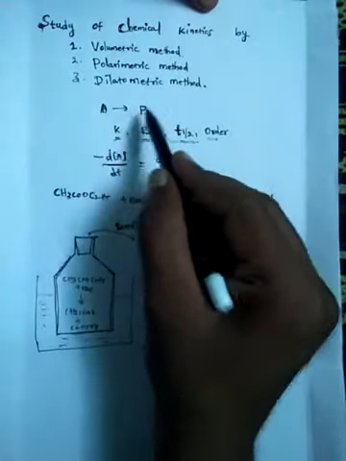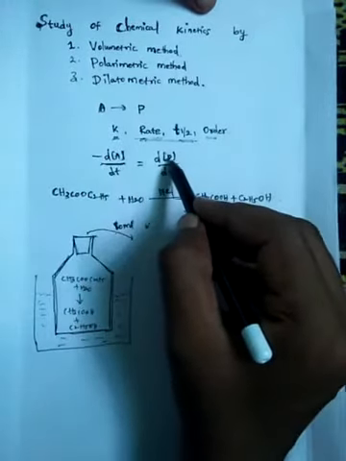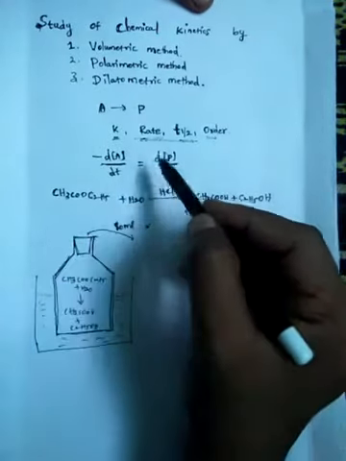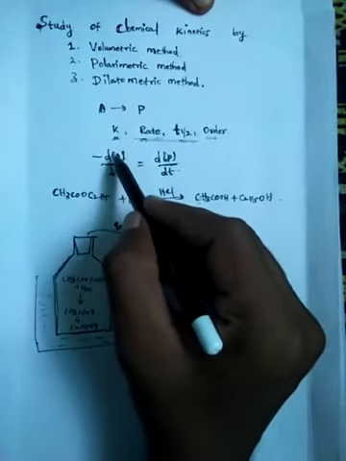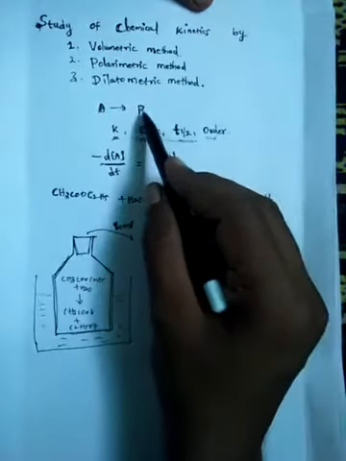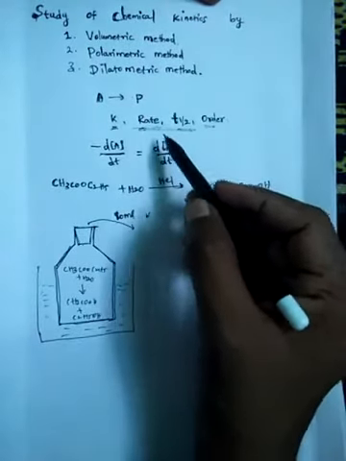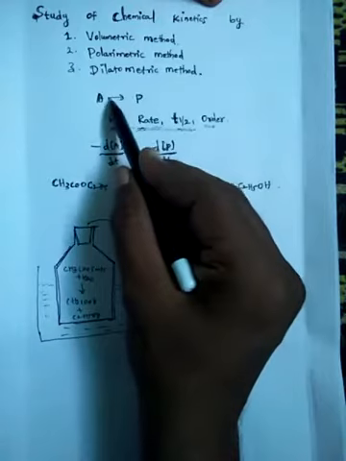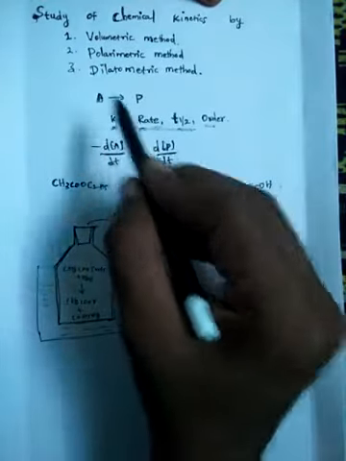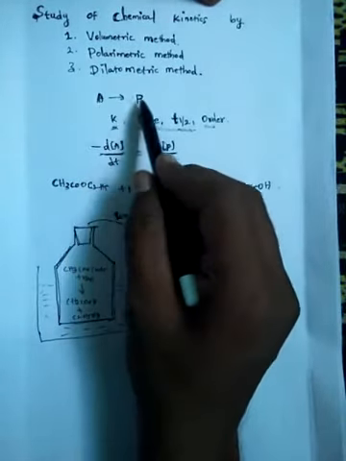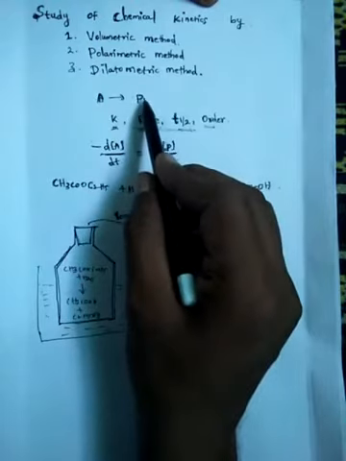Let me assume A is converted into product. So this is in terms of reactant concentration, and this is in terms of product concentration. Rate is defined. So if you want to study the chemical kinetics, you have to monitor the concentration of the reactant or the concentration of product. In general, when this reaction A is converted into product, during this conversion I must find out the change in concentration of any one of the participating molecules. Here concentration will decrease, here concentration will increase in case of product.